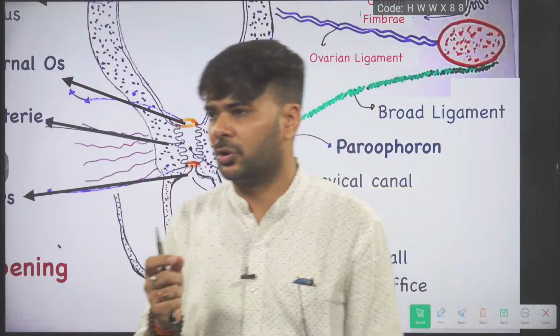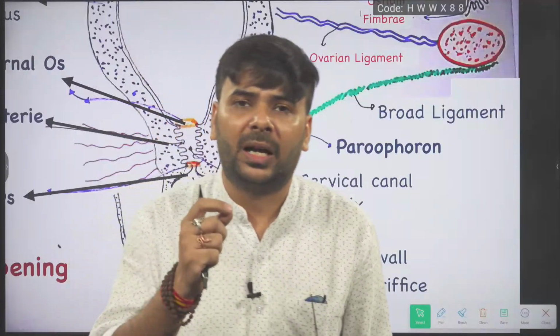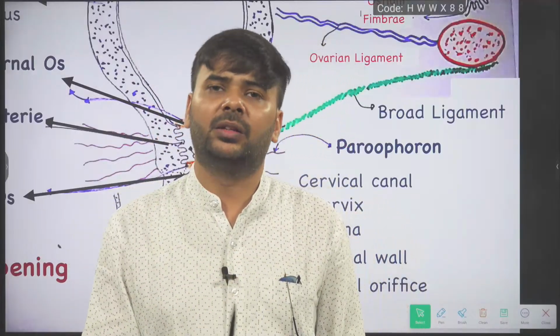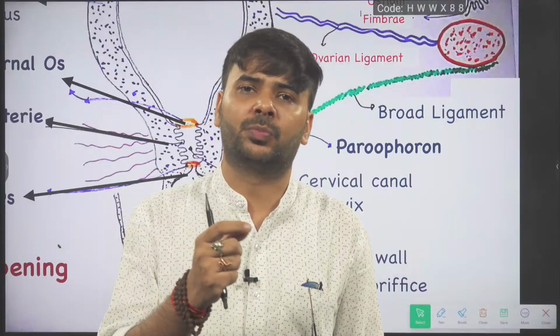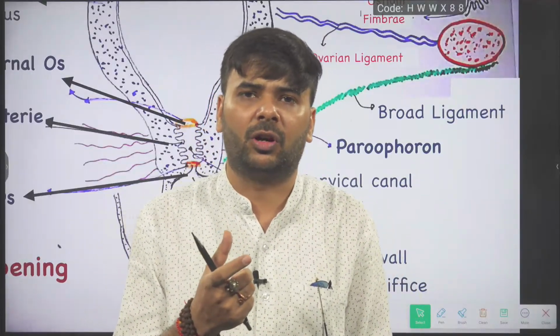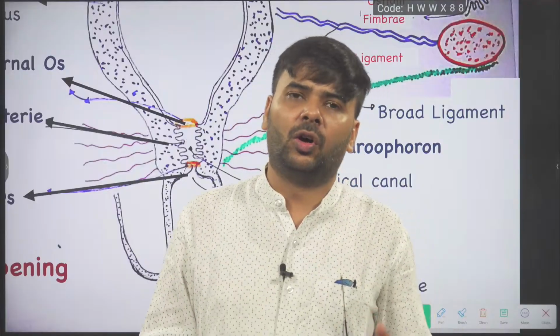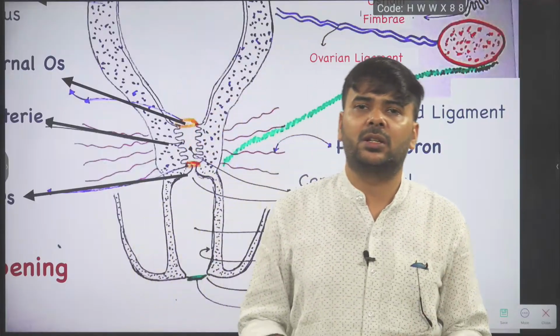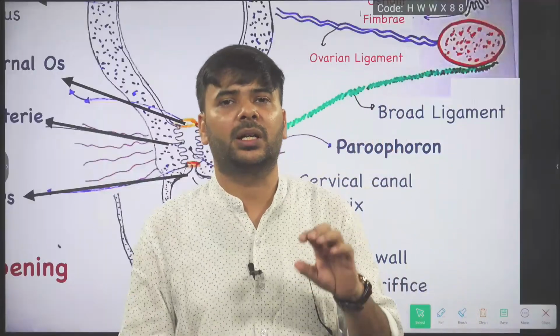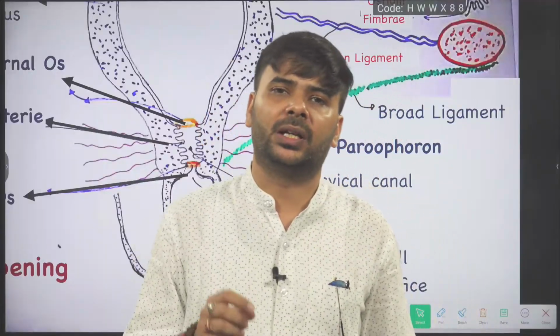Hymen rupture is possible during horse riding, during active participation in sports, during cycling, during a jolt. Jolt means any sudden jerk, or even insertion of a vaginal tampon. All these lines that I said are mentioned in NCERT. You can read and understand.